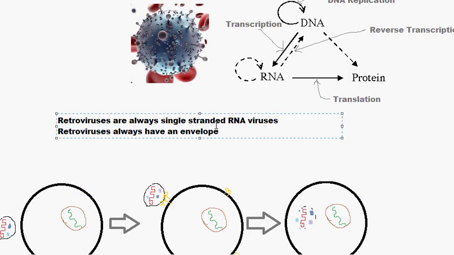Although, and this is a common misconception, not all RNA viruses are retroviruses, but all retroviruses must be RNA viruses. So please pay attention to this point. Many people just say that if the virus is an RNA virus, then it must be a retrovirus, but that is not the fact. And the same thing applies here. Not all enveloped viruses are retroviruses, but retroviruses always have an envelope.